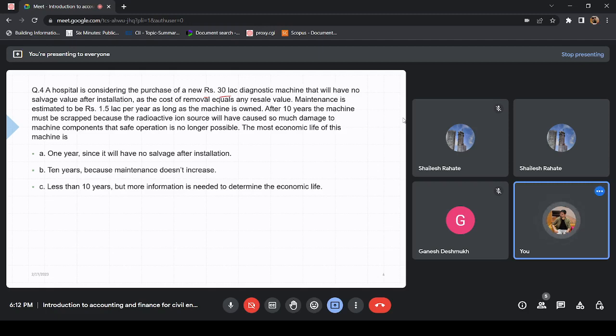So how do we calculate it? We have seen in most economic analysis, we have done the analysis by taking each and every year's initial cost, salvage value if we sell it that year, operations and maintenance for that year, then analyzing it, all that process. So in this case, how can you find your most economic life? Will it be 1 year, since we don't have any salvage value at the end of first year? Or will it be 10 years because maintenance is not increasing? Or it will be somewhere between 1 and 10 years, but we need to do further calculations. What do you guys think?